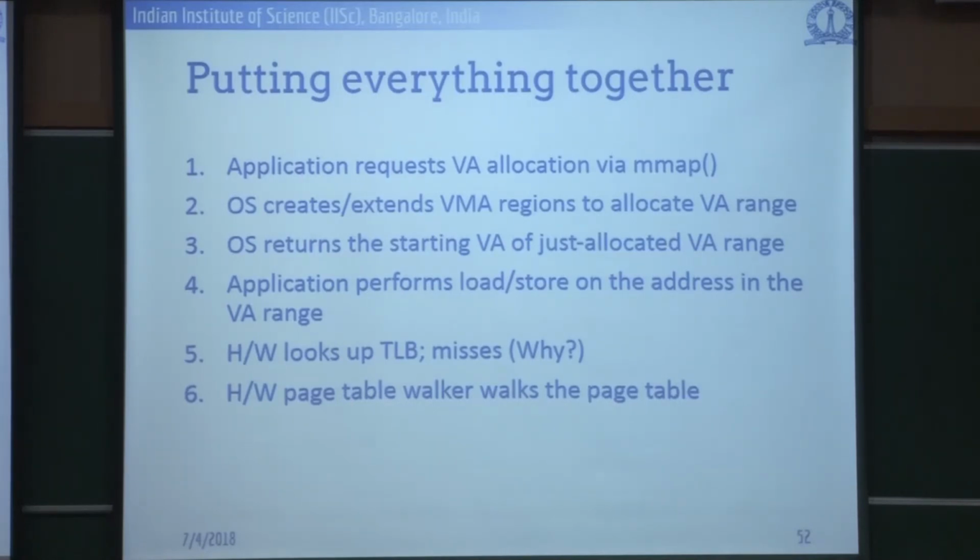Then on a TLB miss, what do we do? We do a page table walk. But this was not allocated. Page fault, right? So there will be a page fault. Yeah, go ahead.